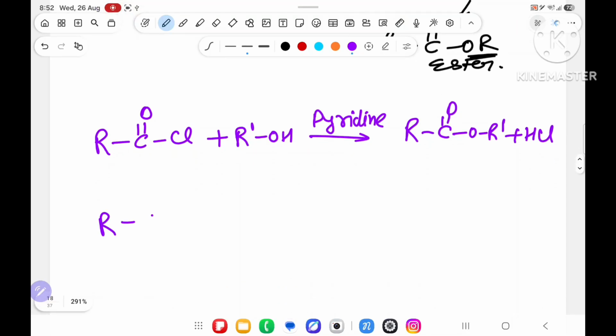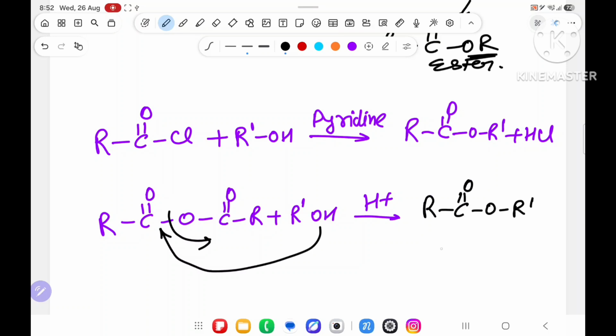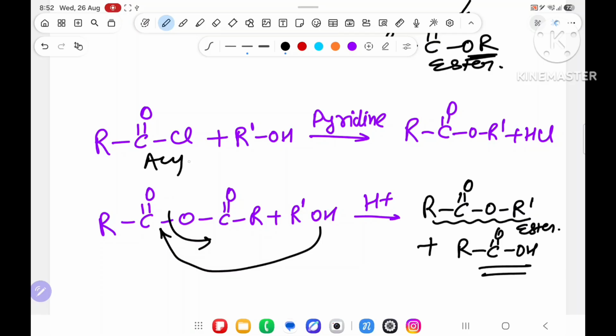Or you can do this esterification reaction with acid anhydride. It will react with alcohol in presence of H plus. What happens? This will break from here. OH will attack over here, and you will get RC double bond O, OR dash. Outside, what is coming? RC double bond O, OH. So carboxylic acid is coming outside, and remaining you will get the ester. So ester can be formed by acyl chloride also, and by acid anhydride also, and carboxylic acid is already there in this.